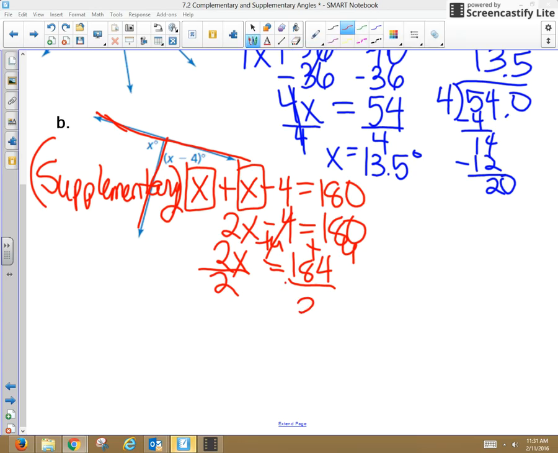When I divide both sides by 2, I get x is equal to 92 degrees, or x is equal to 92.